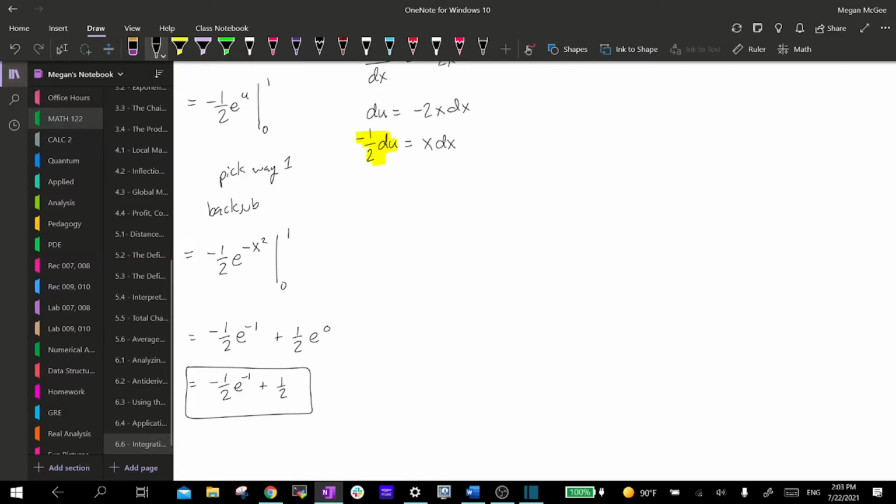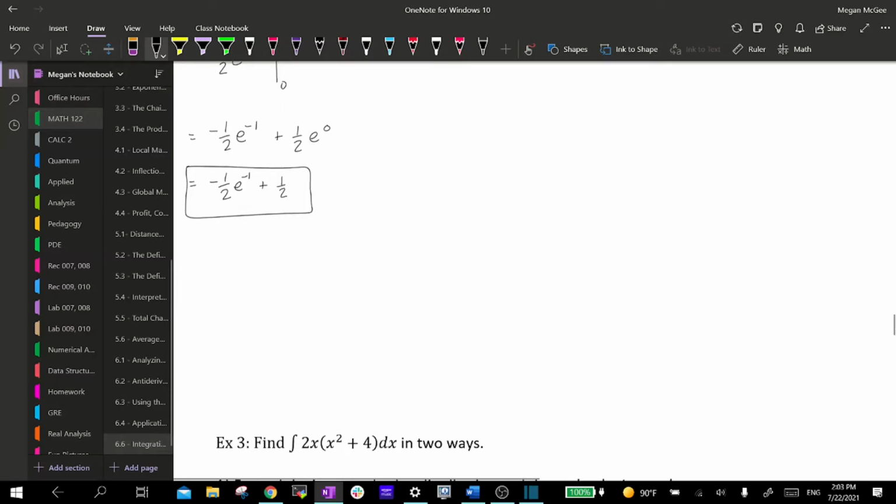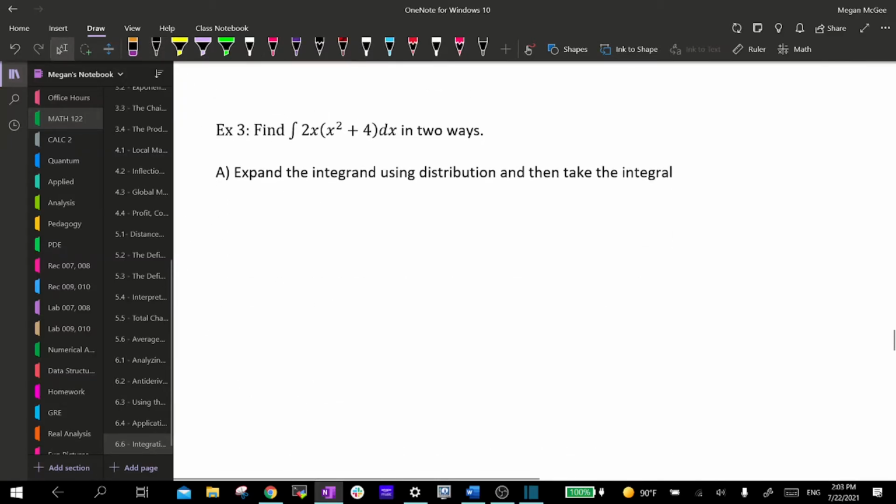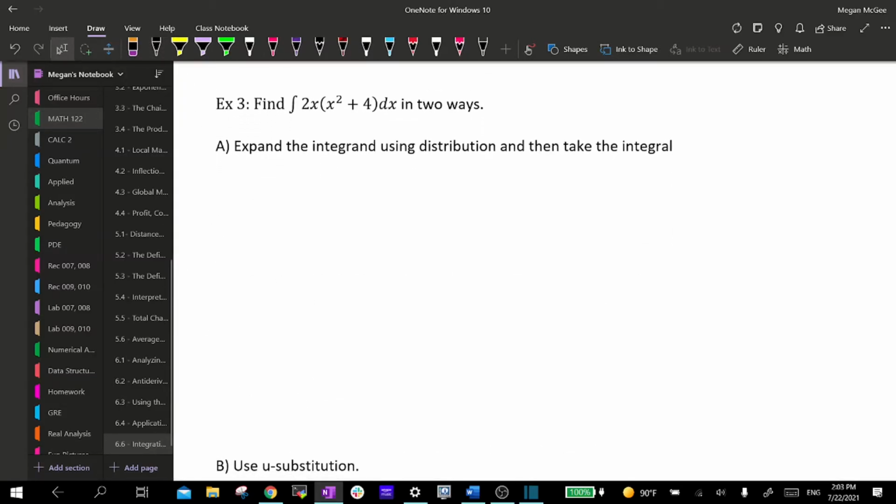All right, let's keep going. So we want to look at example 3. And here we're told that we need to find this integral in 2 different ways. The first way is part A, and we need to expand the integrand using distribution and then take the integral.